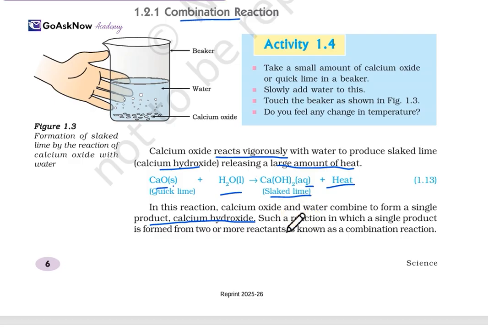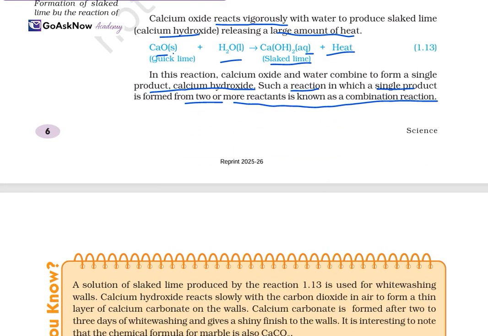Such a reaction in which a single product is formed from two or more reactants is known as a combination reaction. Simply, a combination is happening between both the reactants, and we are getting only one product. When a single product is formed from two or more reactants, it is known as a combination reaction. So this is what a combination reaction is called.